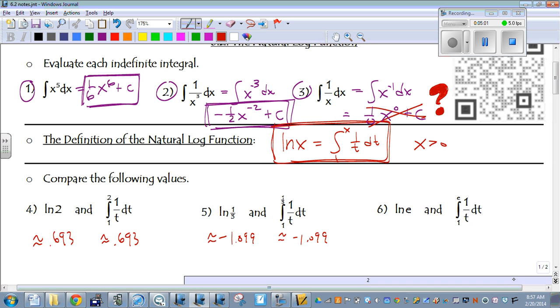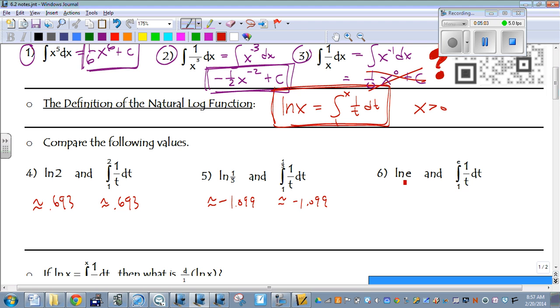And this last one, number 6, what's the natural log of E? It's just 1, right? This is log base E of E. E to what power gives us E? E to the first power. So that's 1. So the area under the curve from 1 to E is actually 1. We don't have to put that in our calculator to test it.